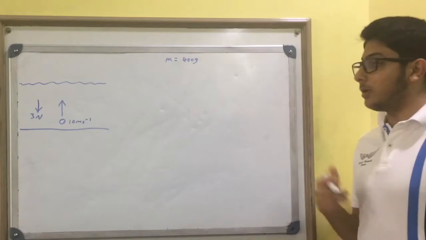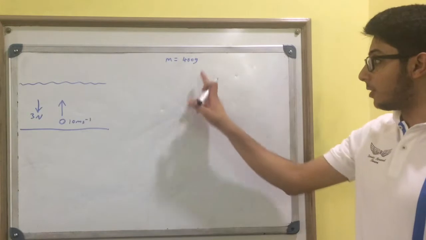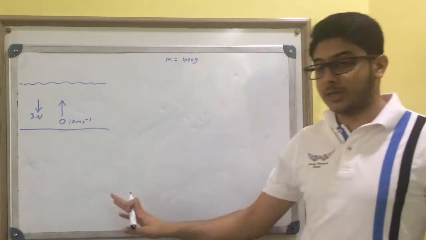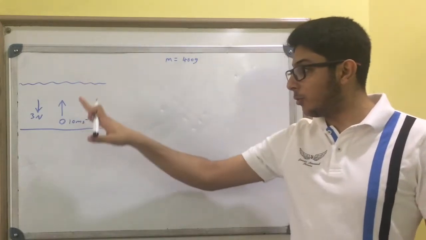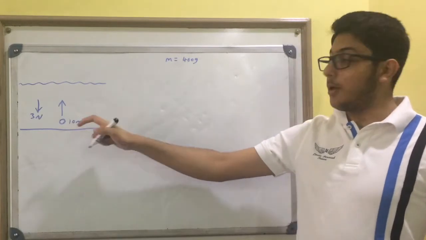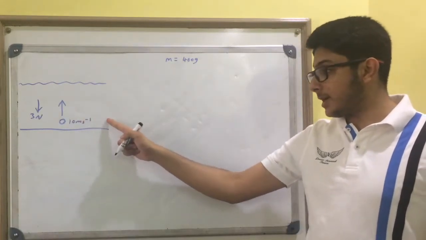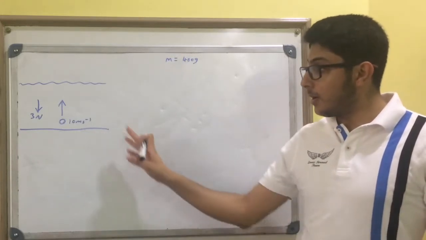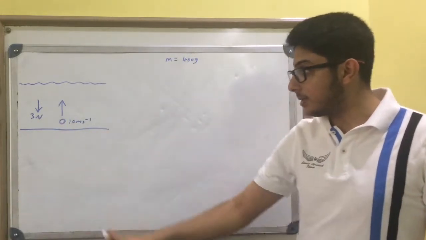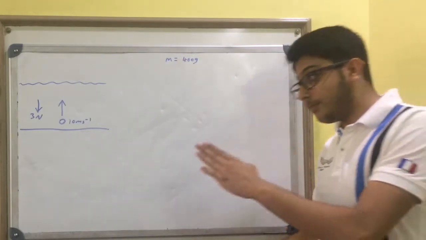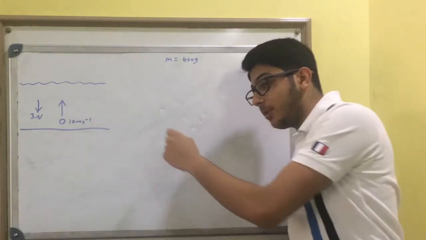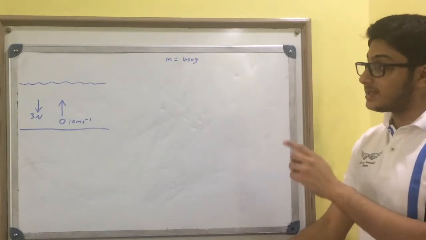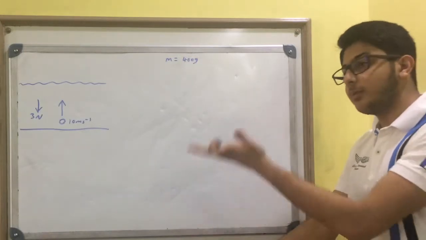Next question. Alright, so a small stone of mass 400 grams is projected vertically upwards in a pond full of water from the bottom of the pond with initial speed 10 meters per second, and it experiences a constant resistive force of magnitude 3 newtons. Assuming that the stone does not reach the surface of the pond, what is the greatest height it reaches above the bottom of the pond?